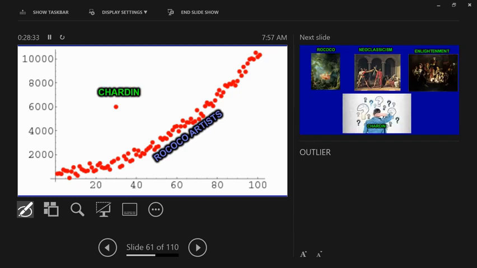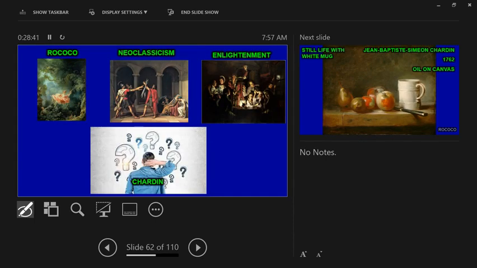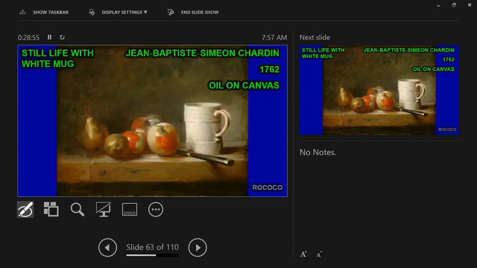So one of our artists is classified as a Rococo artist, but he doesn't really look like Rococo. Chardin doesn't really fit with Rococo. He doesn't really fit with neoclassicism, which I'm going to talk about soon. He doesn't really fit with the Enlightenment that is going on at the same time. He's just his own guy, but he's classified as Rococo. And here's one of his paintings. All right, does this look like Rococo to you? No, it doesn't.